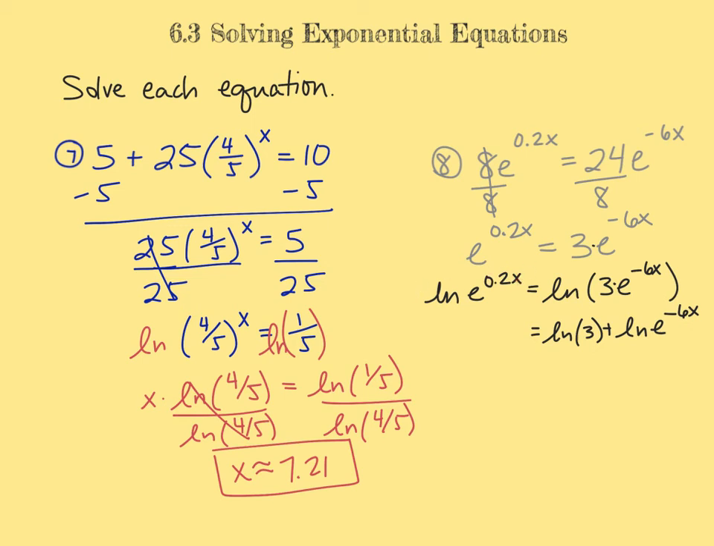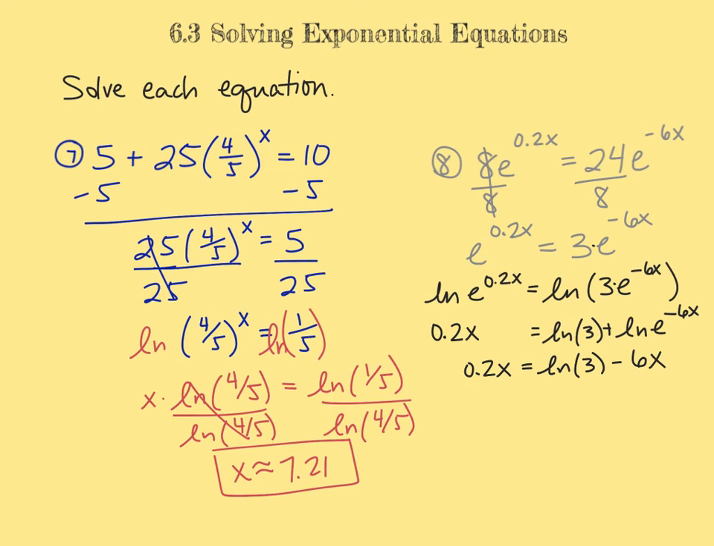This side, we can bring that 0.2x out front, and then it's multiplied by the natural log of e. The natural log of e is just 1, so I don't need to write that. So 0.2x equals the natural log of 3. That's just a number. And then here we can bring that minus 6x out front, times the natural log of e. The natural log of e is just 1, so again, we don't need to write it.